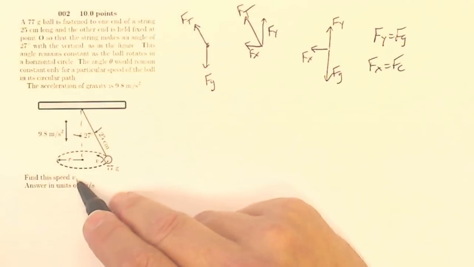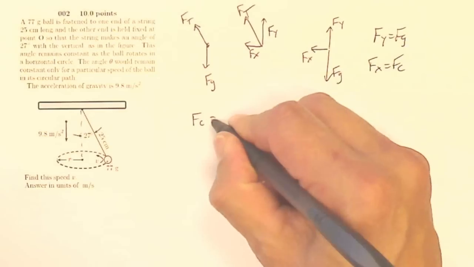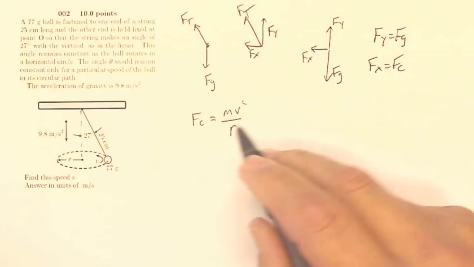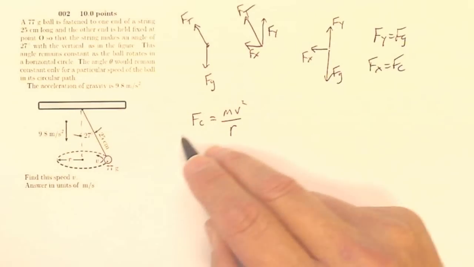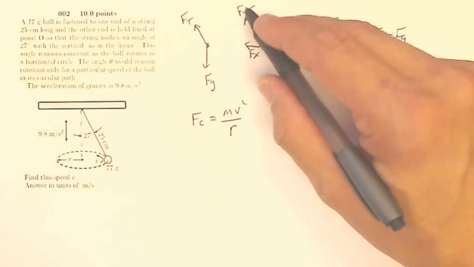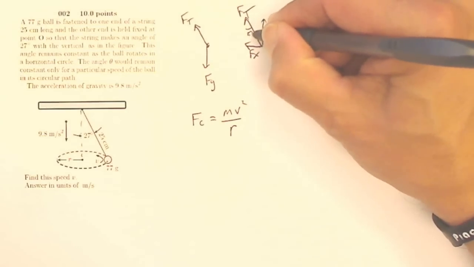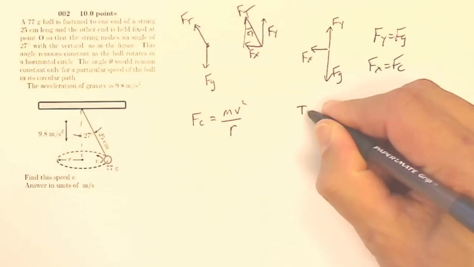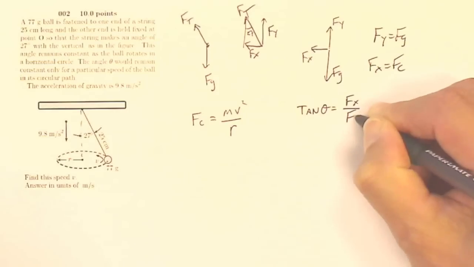Now, I'm looking for the v, so the only place v appears in my equations is that my centripetal force equals mv squared over r. So I know my mass, that's great. I know my r, that's great, but I don't know my centripetal force yet. But it's my Fx, and I know that with this all working out and this angle being 27 degrees, my tangent of theta is going to be my Fx over my Fy.